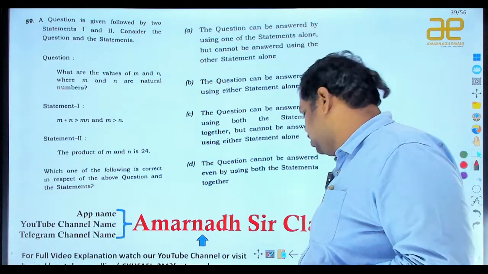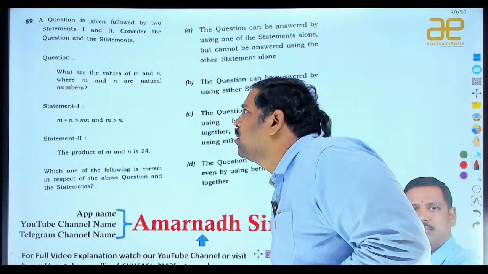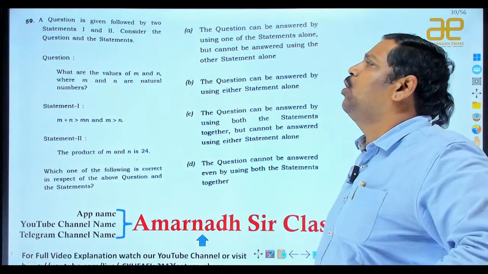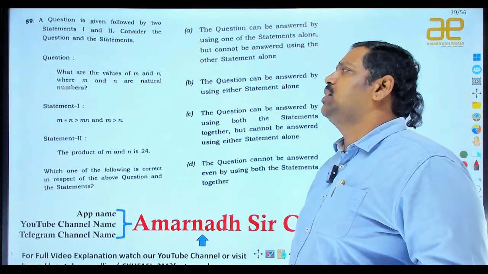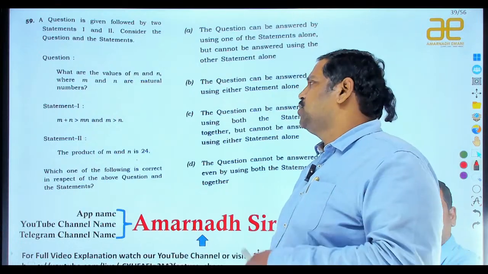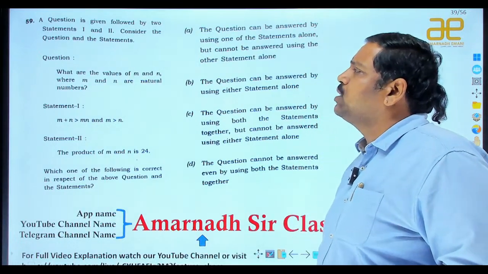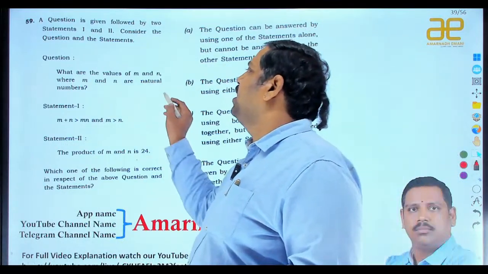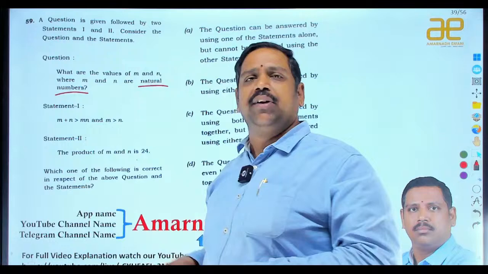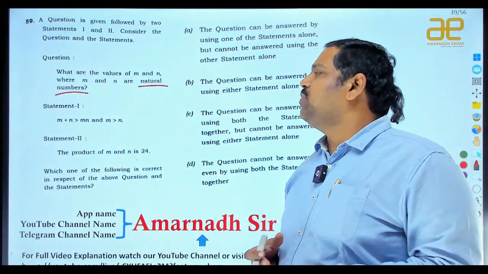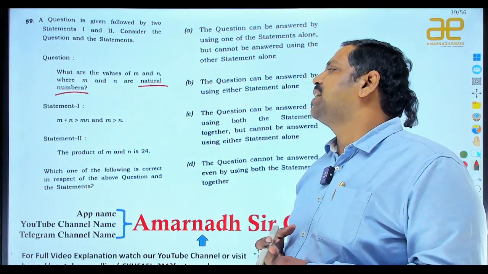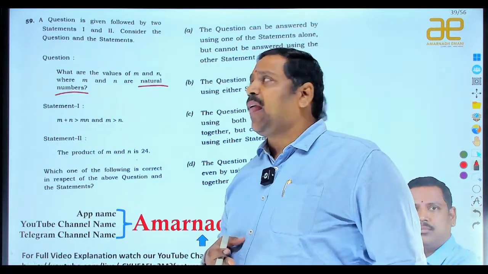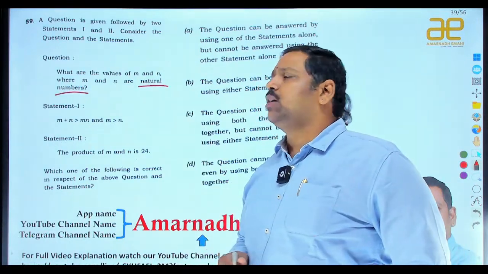Okay, see the next question. A question is given followed by two statements, 1 and 2. Consider the question and statements. Data sufficiency: what are the values of m and n, where m and n are natural numbers? So he clearly specified that m and n are natural numbers, which means in the statements we can directly use it. First one, m plus n is greater than mn and m is greater than n. Okay, so he's asking about the unique values of m and n.